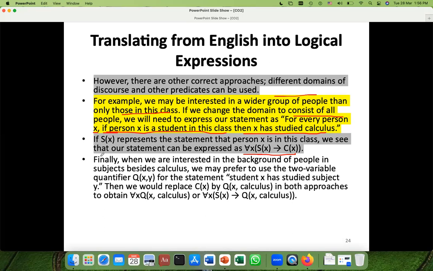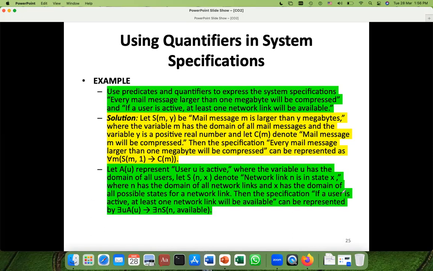And in the last point, another situation is mentioned: if X has taken calculus, for example, X can take some other subjects also. If he's taking Islamic studies, then it is not relevant to you. So then you have to change your mathematical form, you have to write calculus. You will read it by yourself and you can understand it. It's not difficult.